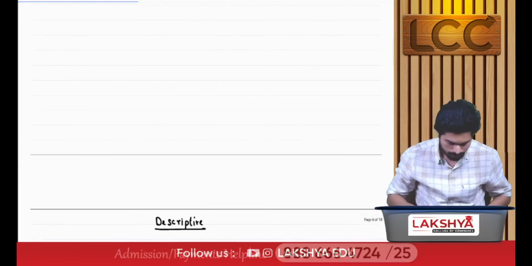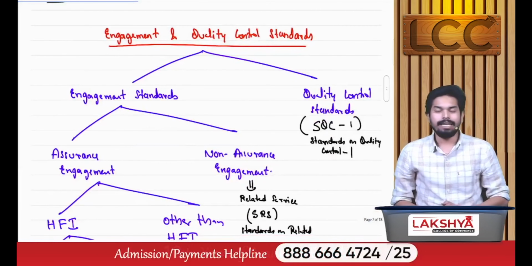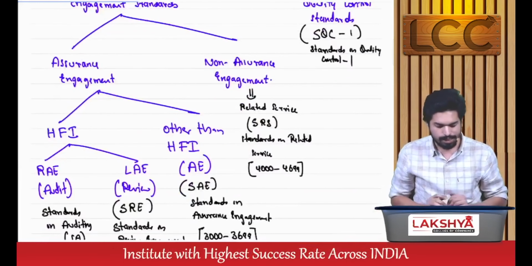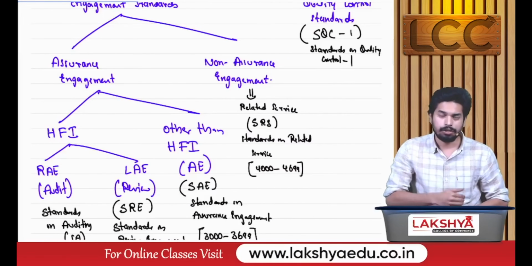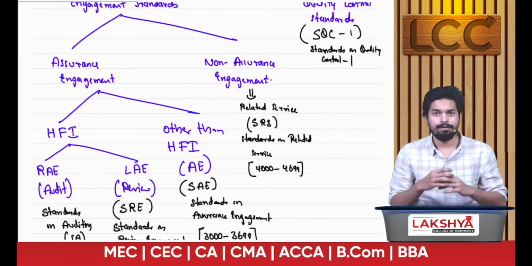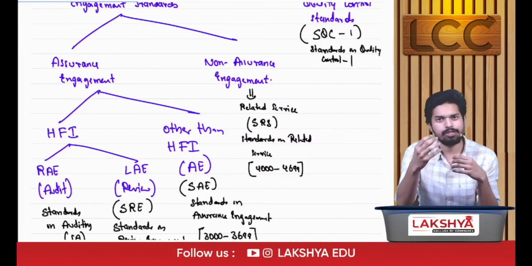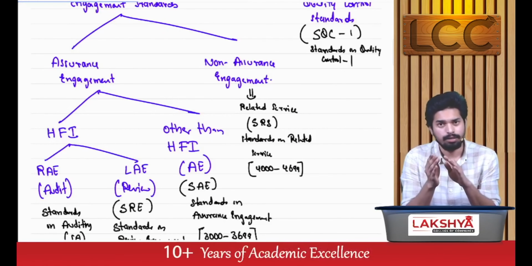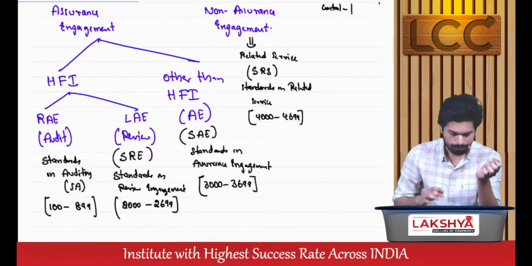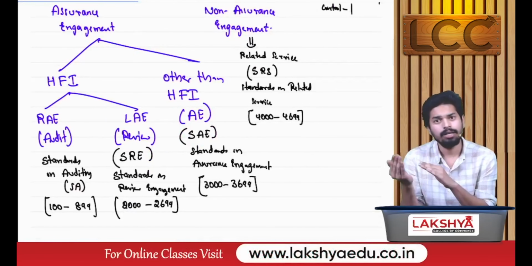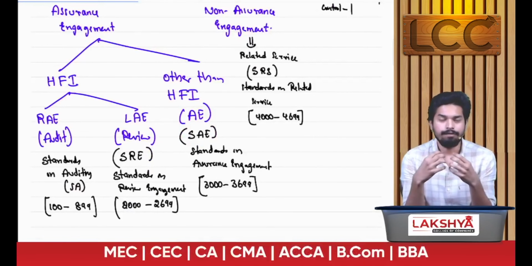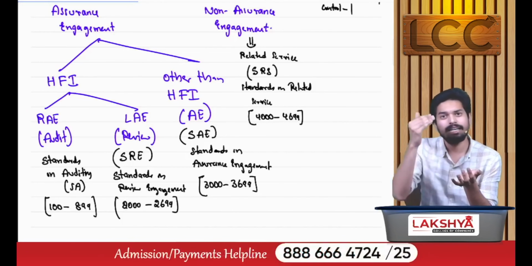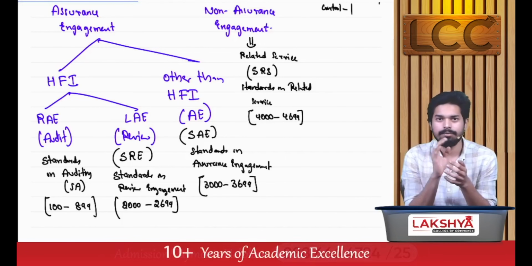See, first of all, engagement and quality control standards are of two: engagement standards and quality control standards. Engagement standards are further divided into two: assurance engagement and non-assurance engagement. If we have been engaged to provide assurance to users, we'll call that engagement as assurance engagement. Now, in that we are again having two: assurance engagement on historical financial information and on other than historical financial information. If you are providing assurance on the historical financial information by obtaining a high level of assurance, we'll call that engagement as audit.